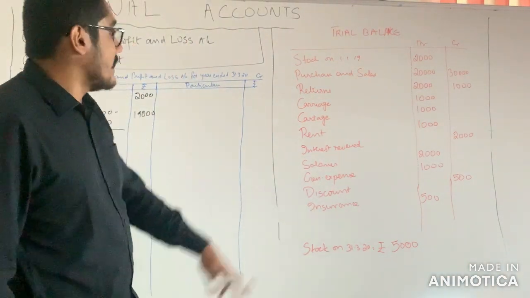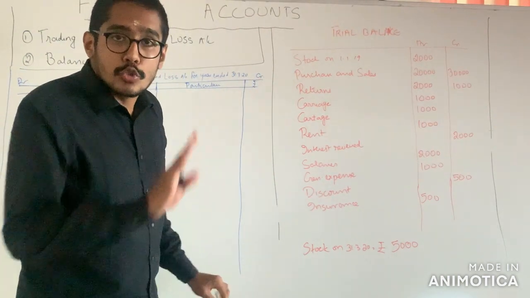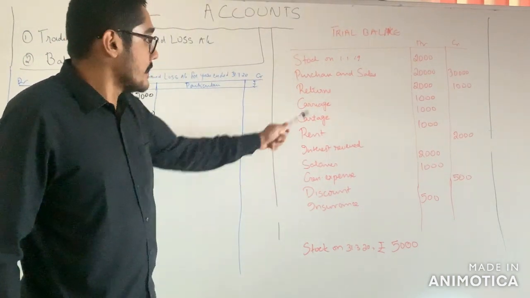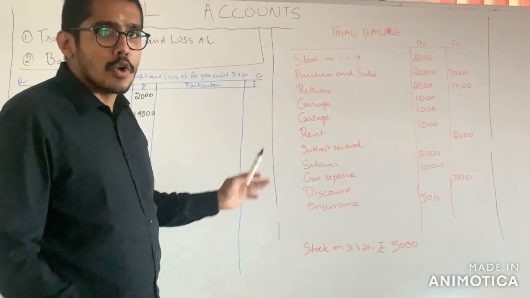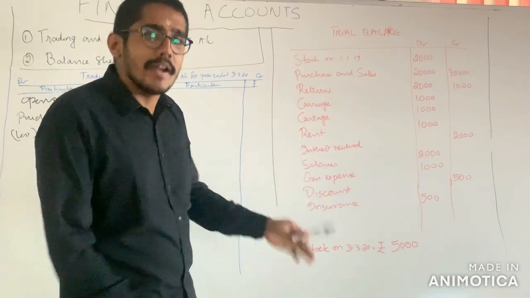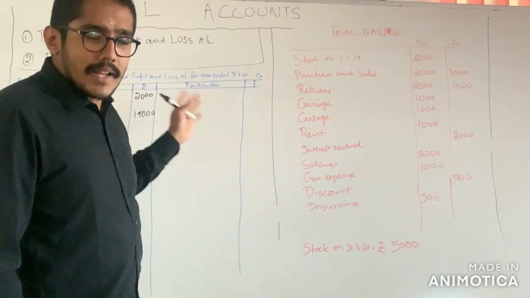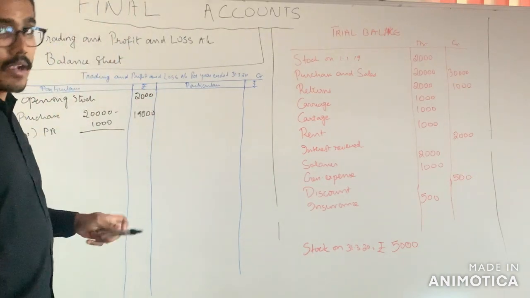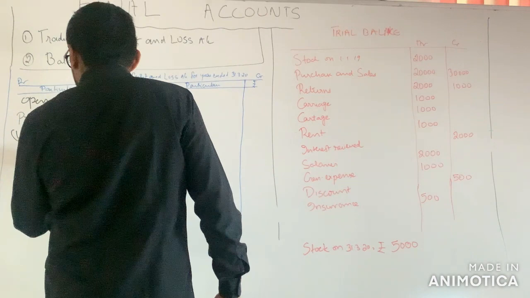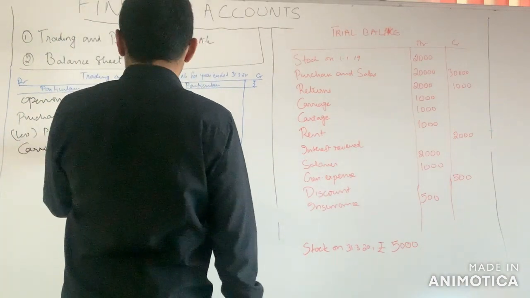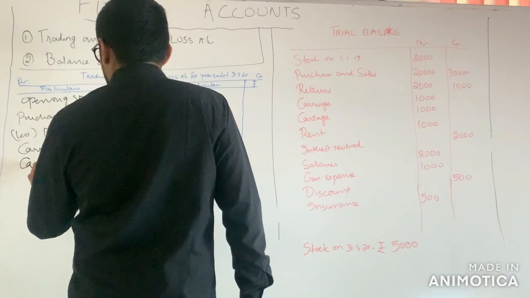Direct expenses, right? So if you are seeing here, carriage and cartage, those two are direct expense. If nothing is provided, carriage inwards or carriage outwards, and only carriage is provided, that is considered to be carriage inwards, and that comes in the debit side of trading account. Carriage, how much? 1000. Cartage, 1000.